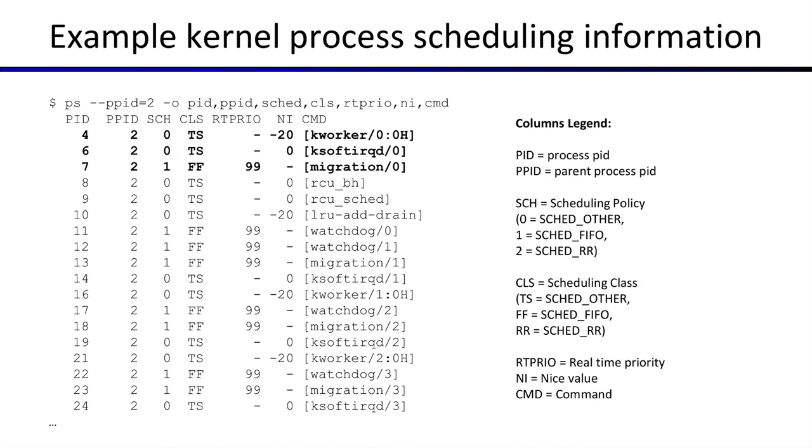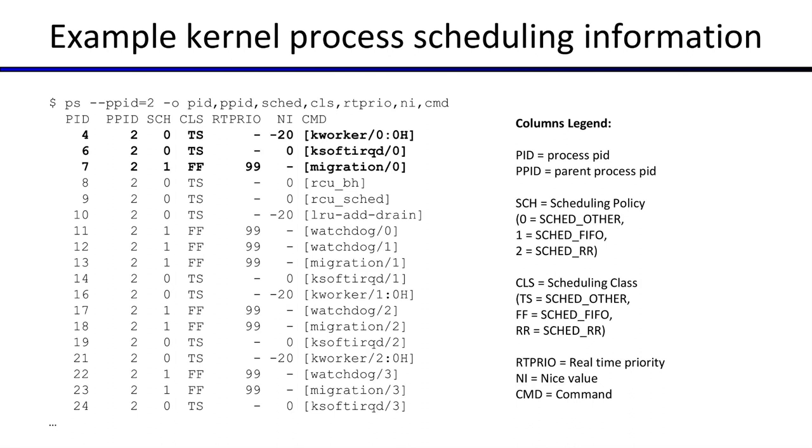Process PID number 7 actually has a SCH of 1, which means the scheduling policy of 1 equals SCHED_FIFO. So it's a FIFO real-time process. The class is also FF, which stands for SCHED_FIFO. The real-time priority for this process is 99. We know that for real-time priority, 99 is the highest priority you can have. So if it wants to run, it will always get the ability to run. And this is FIFO, which means that once it is running, until it decides to yield the CPU, it'll continue to run on the CPU.